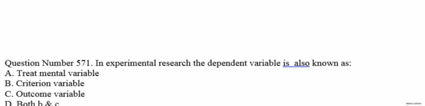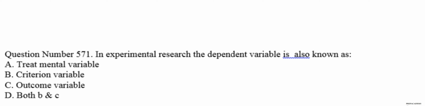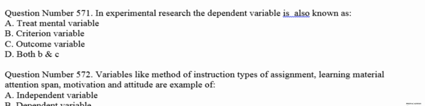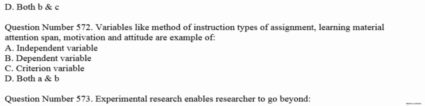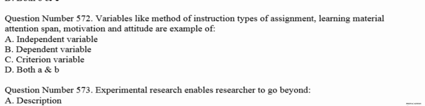This portion is about research management. Question number 571. In experimental research, the dependent variable is also known as A. Treatmental variable. B. Criterion variable. C. Outcome variable. D. Both B and C. The correct answer is option D. Both B and C.